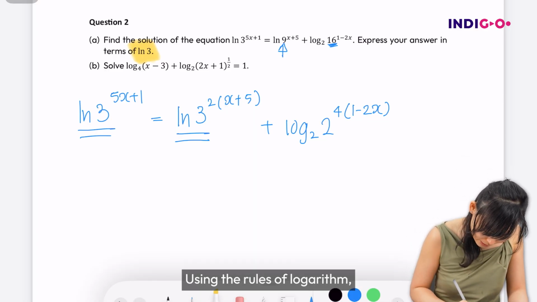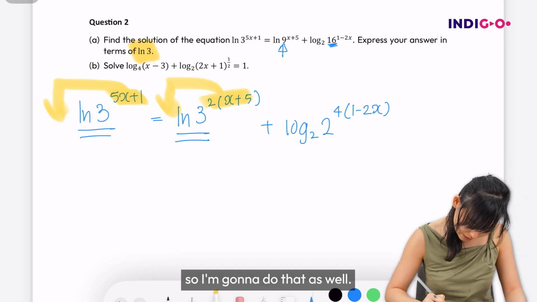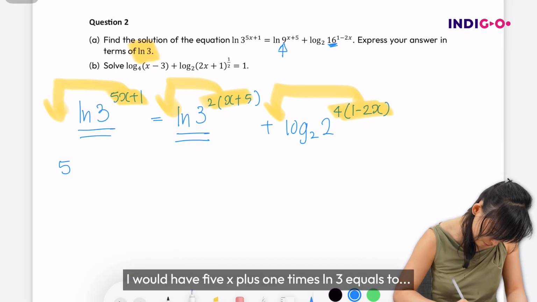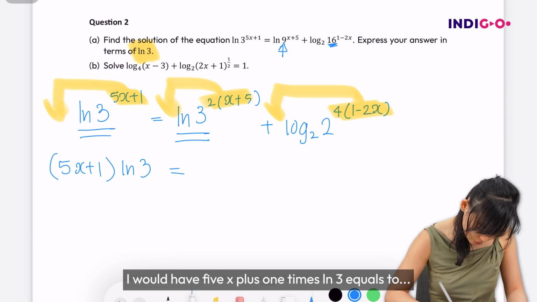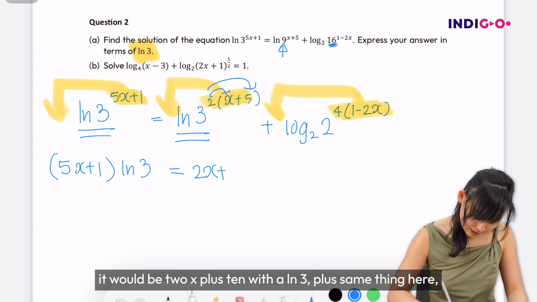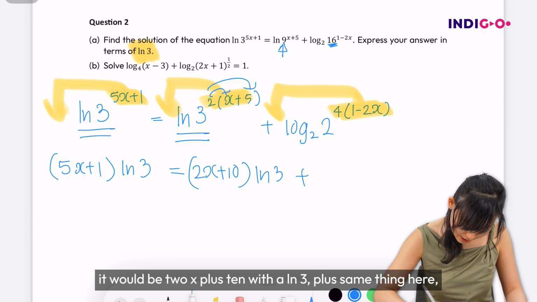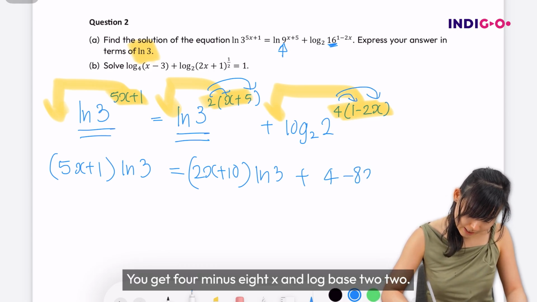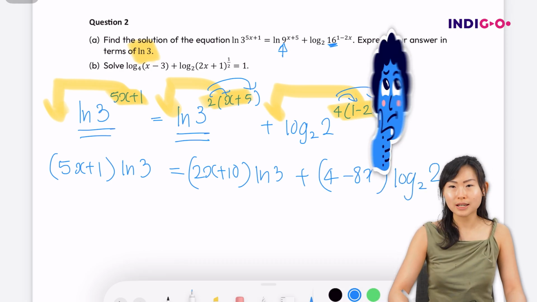Using the rules of logarithms, these powers can actually be brought down, right? So I'm going to do that as well. This one, I'm going to bring it down. To continue with it, I would have 5x plus 1 times ln 3 equals, I'm going to do a rainbow expansion here first. It'll be 2x plus 10 with the ln 3 plus, same thing here, rainbow expansion, you get 4 minus 8x and log base 2 of 2.